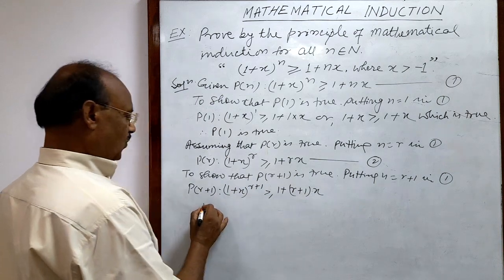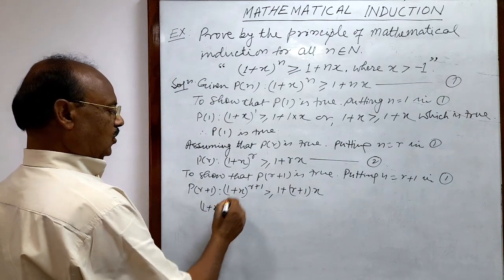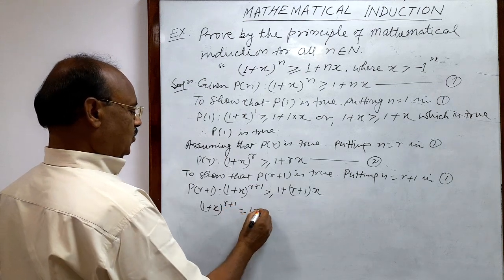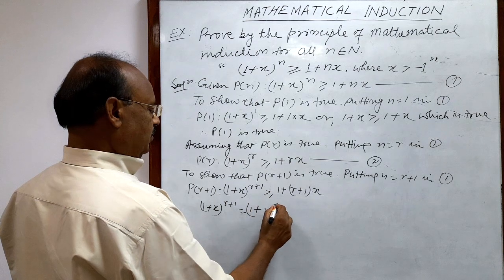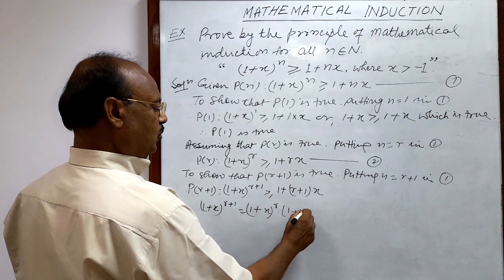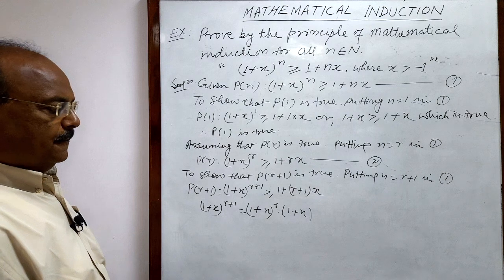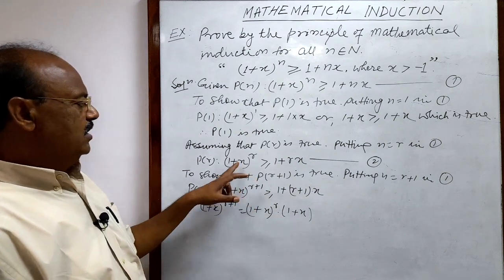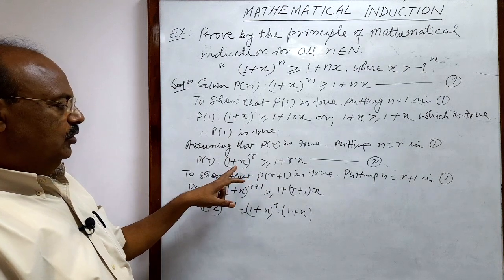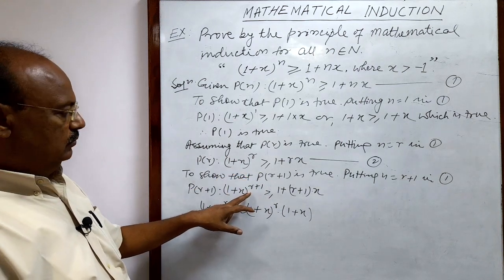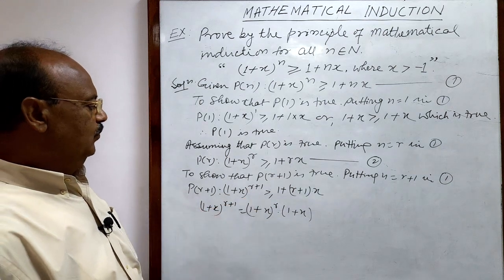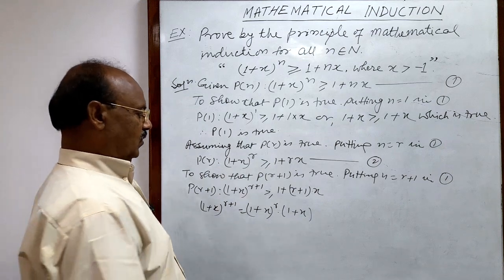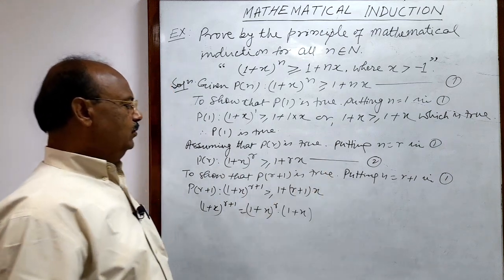So, you see here (1 + x)^(r+1). This can be written as (1 + x)^r into (1 + x), correct? Here we will use relation number 2 for proving it, okay? We will use relation number 2, correct? And what is relation number 2?